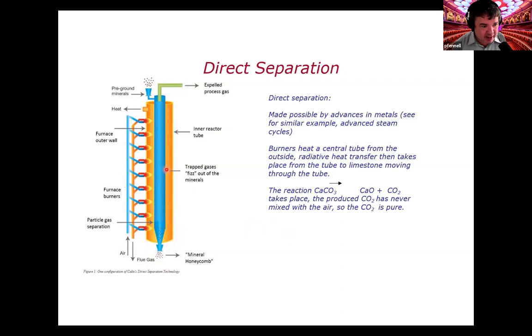Because there's an element of intrinsic separation with this one, you end up having a significantly cheaper process. Essentially, you're driving the process with heat, which you would have to put in anyway in order to drive the chemical reaction of calcium carbonate becoming calcium oxide and CO2. So there's strictly no reason why you have to pay an energy penalty for this particular method of calcination.